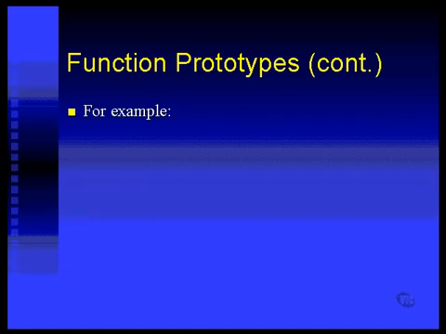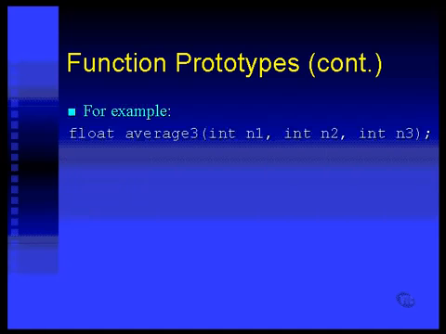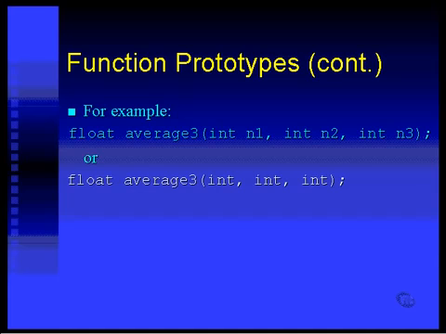Well, let's take the example from a previous module, the average3 function. Now, you can see before you the prototype for that function. It's really just the line that contains the top line of the function itself with a semicolon on the end. That is a prototype. There's actually another form for a prototype as well. It's very similar. Let's have a look at that. It's exactly the same, but without the variable names in it.